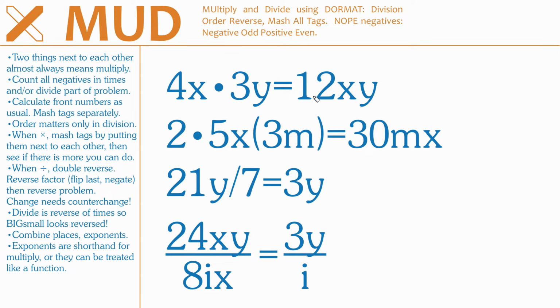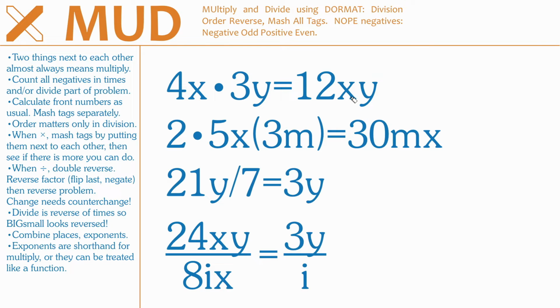Our first problem is 4x times 3y. This is 4 times x times 3 times y. Oh, and order doesn't matter when I multiply, so I could just as easily think about this as 4 times 3 times x times y. Well, what's 4 times 3? I know that. It's 12. And then I'm left with the x times y. Well, what is x times y? I don't know.